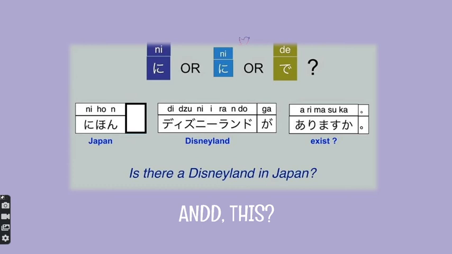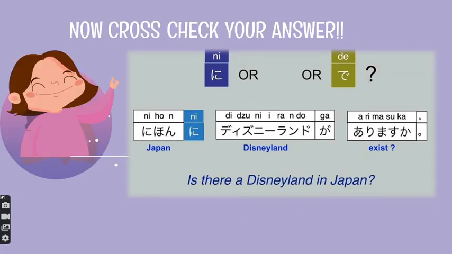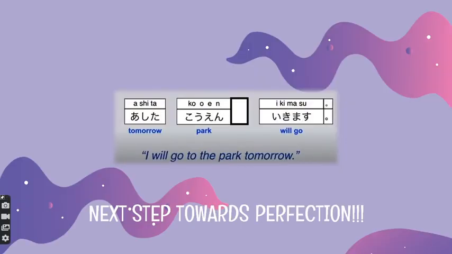So the place of existence is Japan. And which particle do we use for the place of existence marker? Yes, it's the particle ni. So ni carries out the function of marking the place of existence. 日本にディズニーランドがありますか? Okay, next one. This is one more step towards perfection because now you have done so many examples, so you must be very clear. I think better than what you knew before watching this video, right?